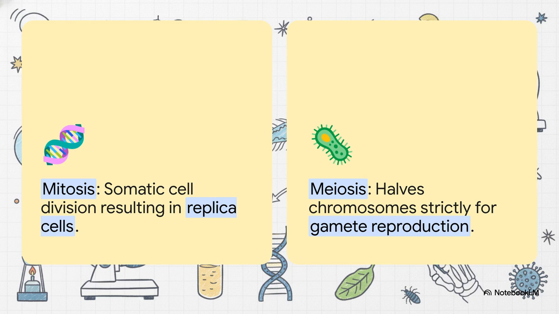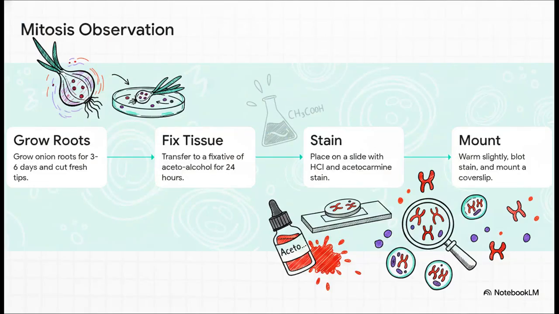Somatic cells, like the ones making up your skin or an onion's root, use mitosis. This process pumps out identical replica cells that maintain the exact same number of chromosomes. It's perfect for everyday growth, maintenance, and repair. This is totally different from meiosis, which is a specialized division that actually halves the chromosomes specifically to create gametes for reproduction. Now, to actually catch mitosis in action, we need tissue that's growing fast.